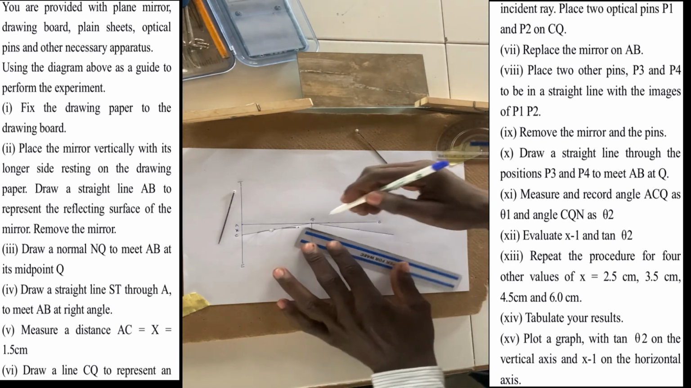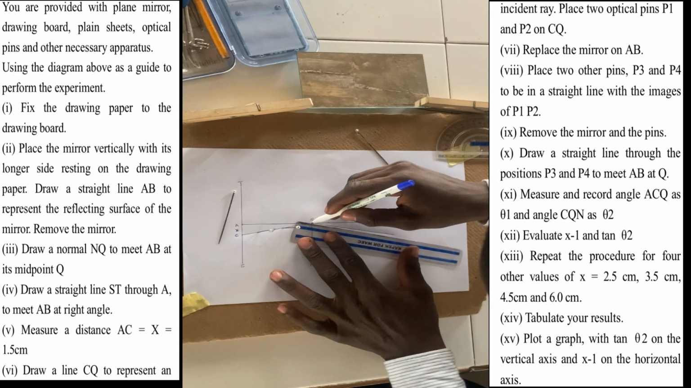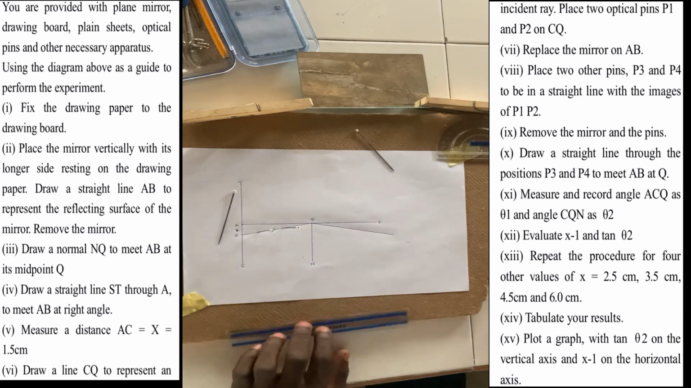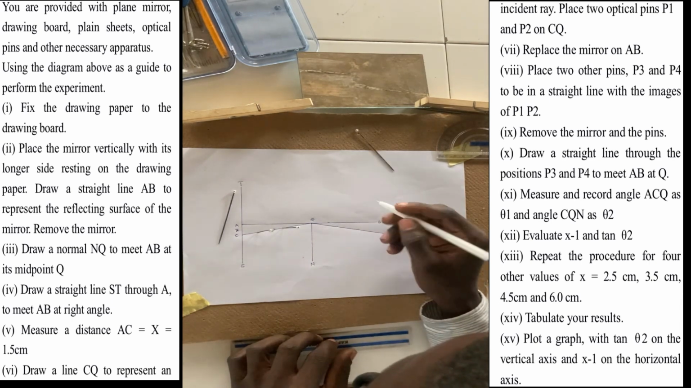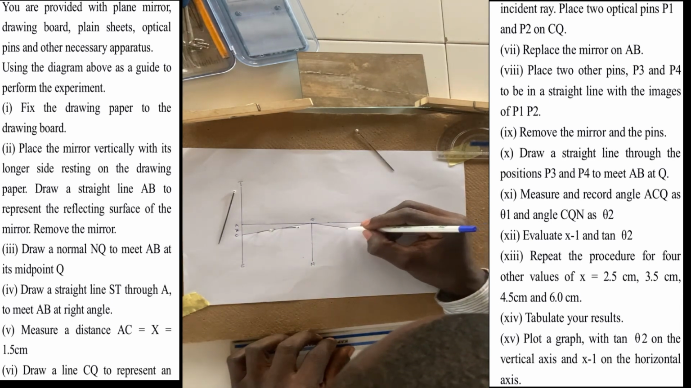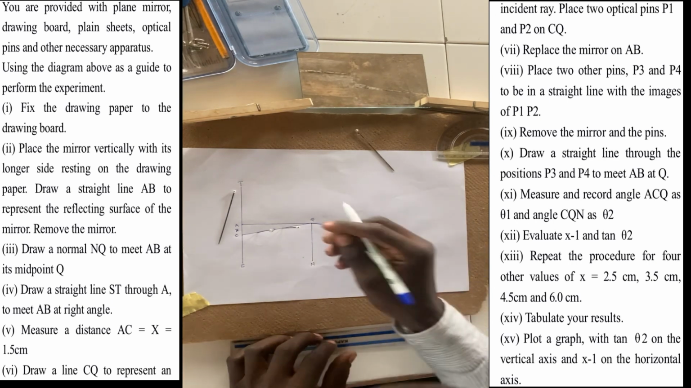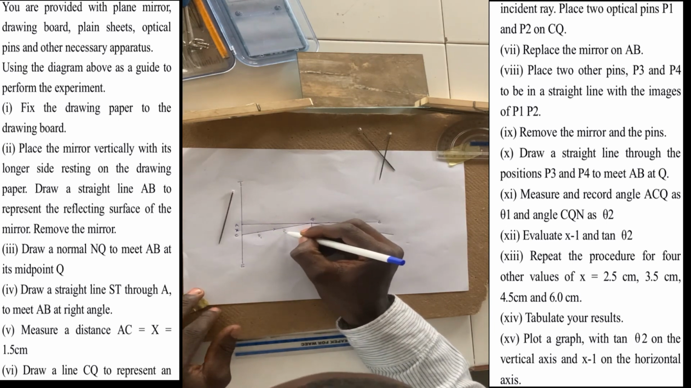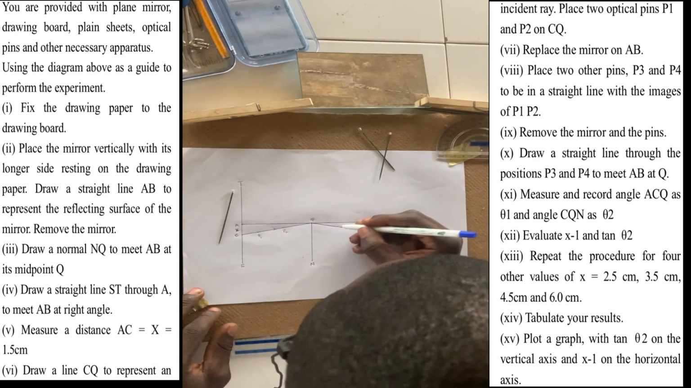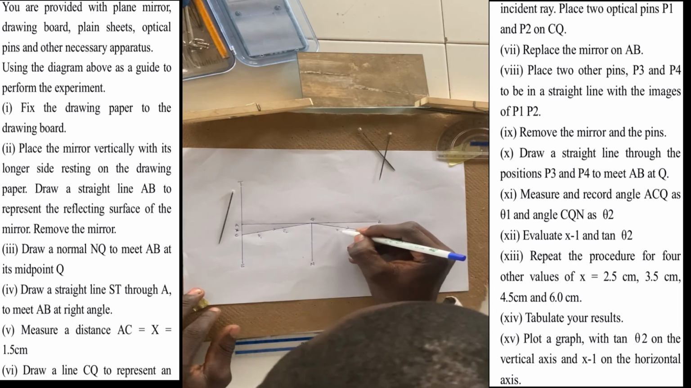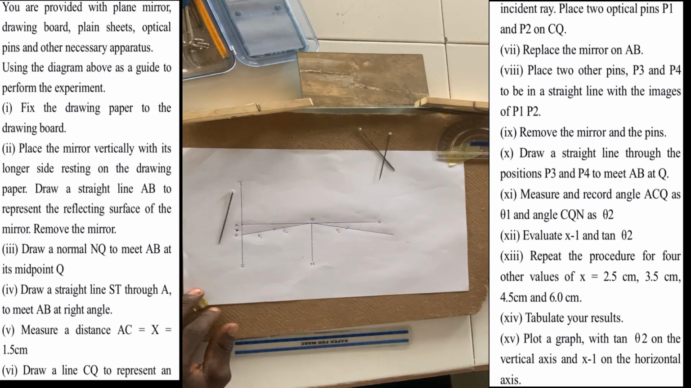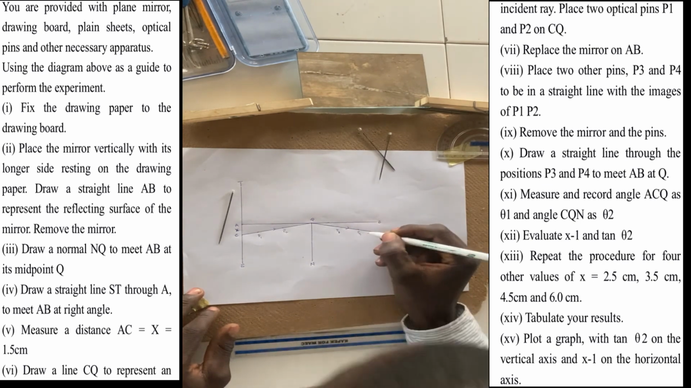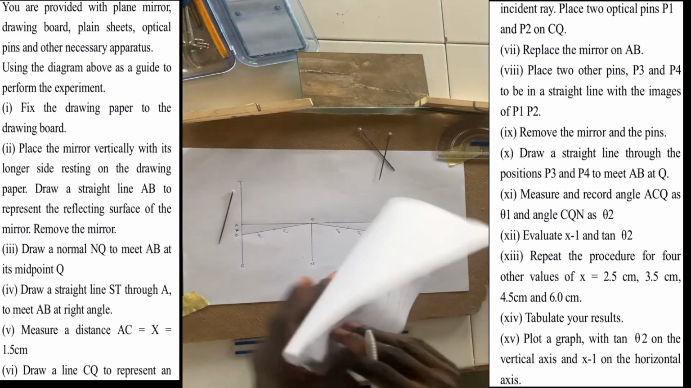So now what we have here is the reflected ray. This is pin 1, pin 2, pin 3 and then pin 4. Now what are the things that we are asked to calculate?